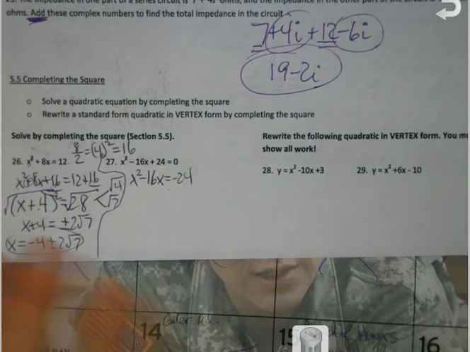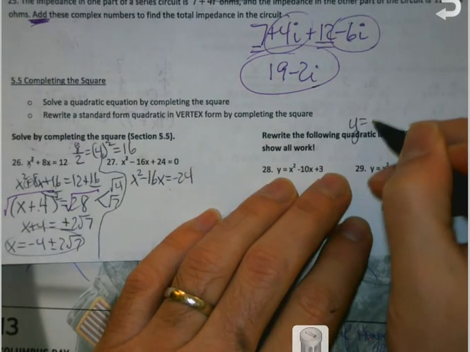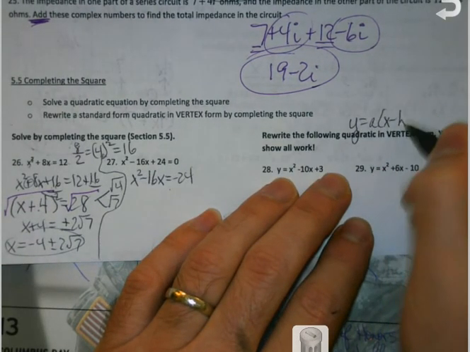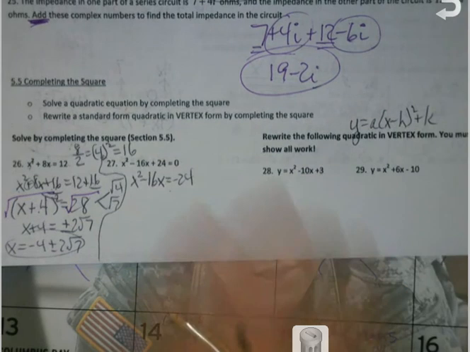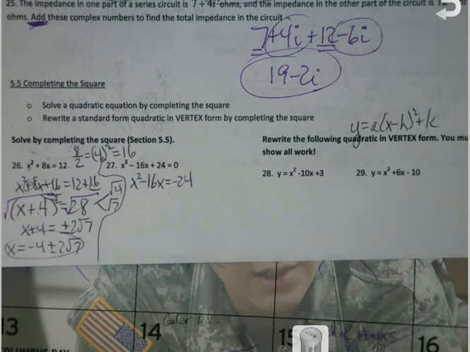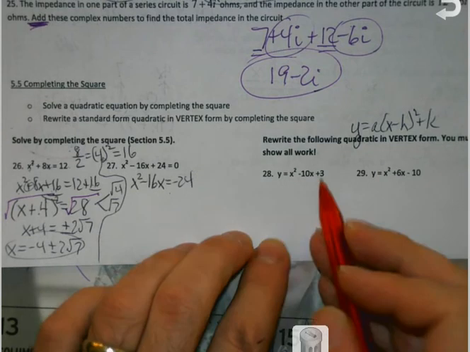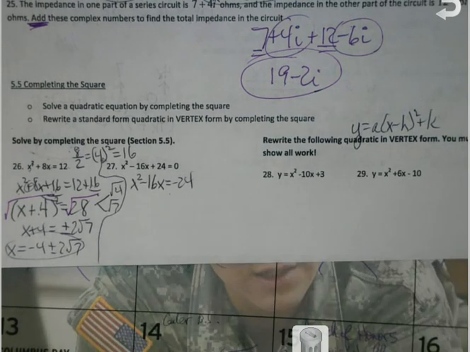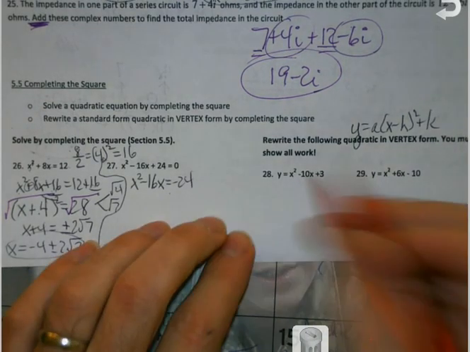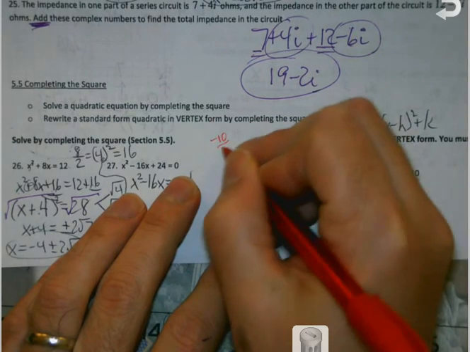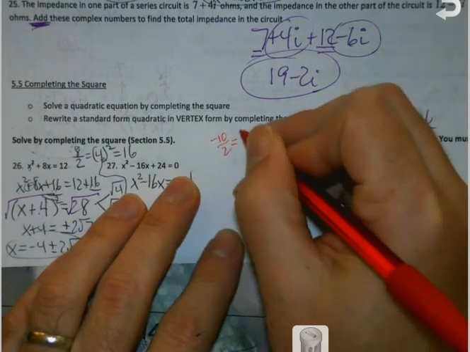Rewriting it in vertex form. Remember, vertex form looks like this. Same concept, just a different way it sets up. Again, now I can't get my x's alone this time. But I'm going to go ahead, I'm going to take my b, I'm going to divide it by 2. So again, here we go again.